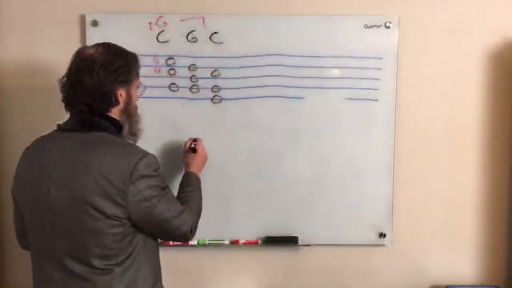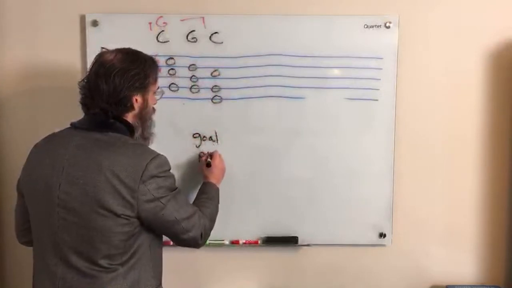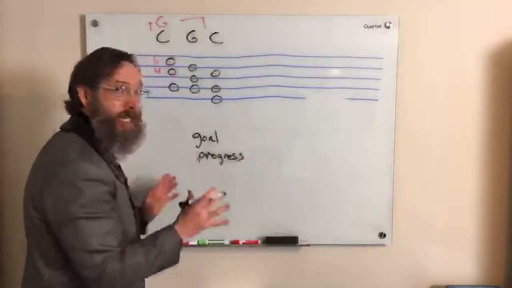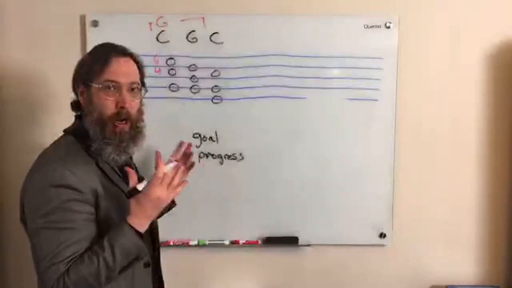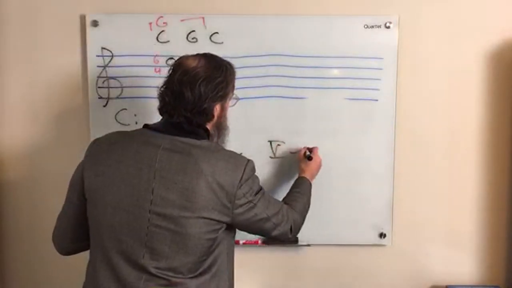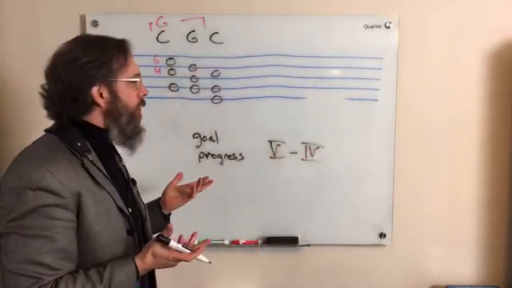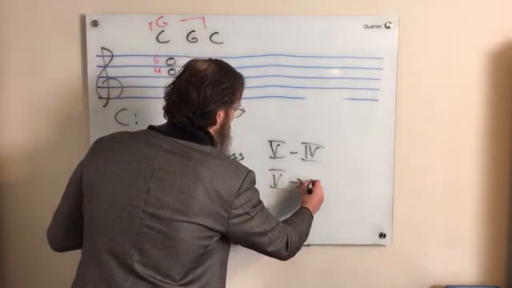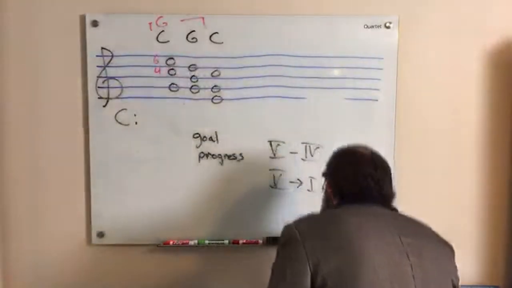Western music likes the idea of having a goal, progress, and so these philosophical ideas translate and are reflected in the music. And 5 going to 4 does not feel like progress. You know, 5 going to 1, that feels like a progression. 5 to 4, it's not that it sounds bad.